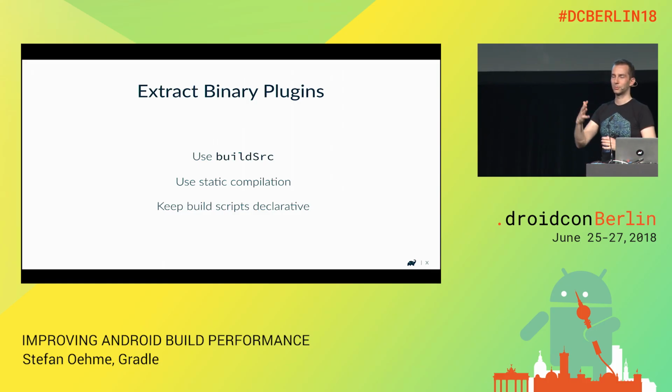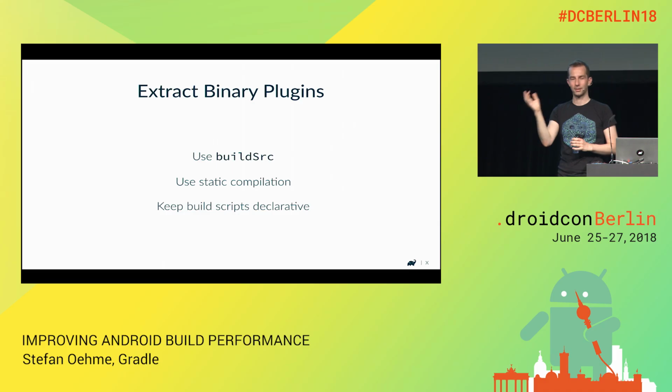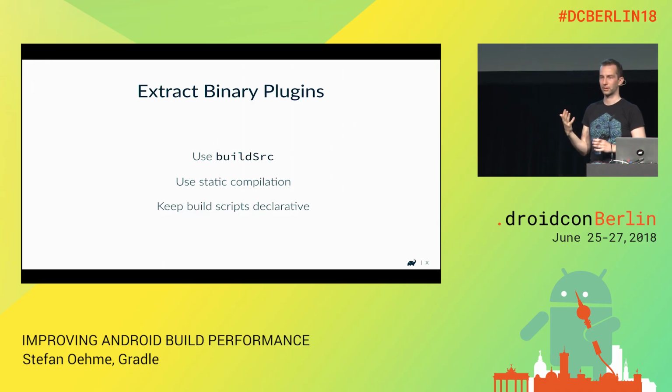And extracting stuff to build source also has the benefit that it keeps your build scripts declarative. So writing plugins, having extensions where the user just puts in some values, and then having the plugin do the heavy lifting is a good way to keep your build scripts declarative. Especially if you have a bigger team, you're the build engineer, you have 50 developers that you're servicing, then they will be very happy if they only have to deal with a declarative DSL while you take care of all the wiring underneath.